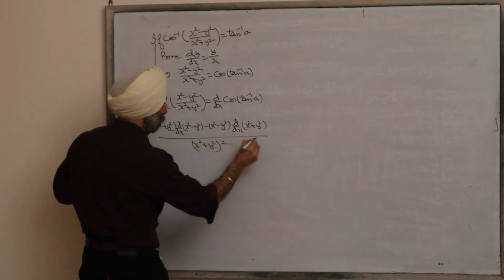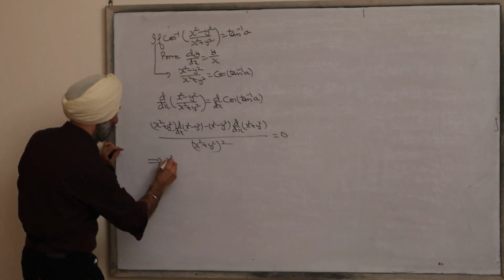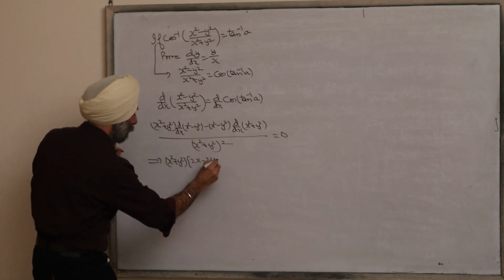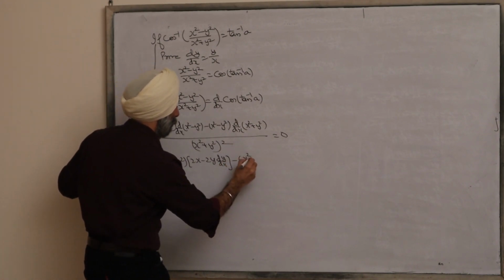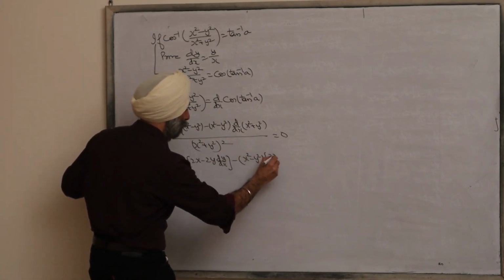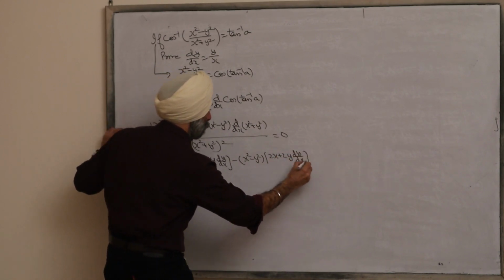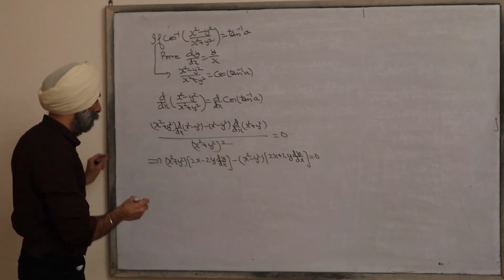So this implies (x² + y²)(2x − 2y dy/dx) − (x² − y²)(2x + 2y dy/dx) = 0, because cross multiplying this, it will be equal to 0.